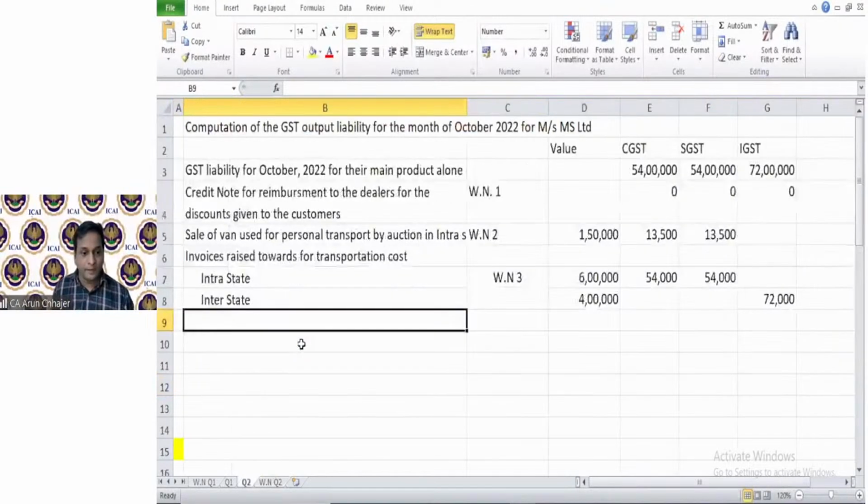ठीक है, यहां तक ठीक है, एक बार कंफर्म करना. Till now is it okay?